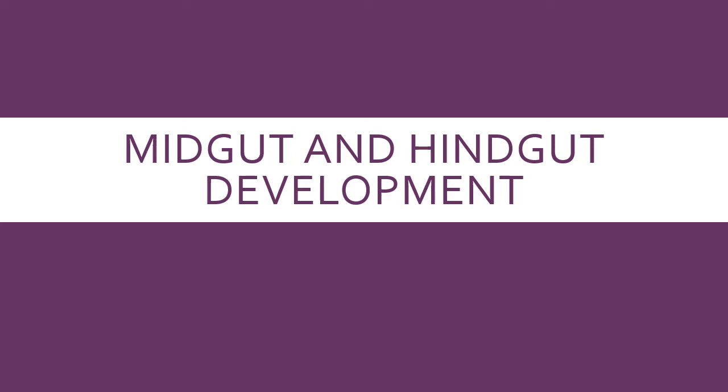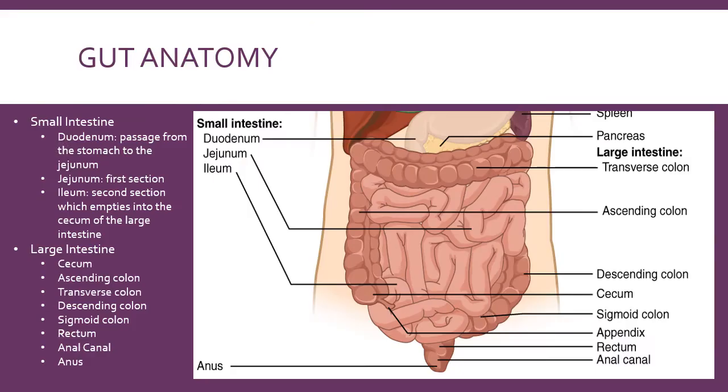And now we move on to the development of the midgut and the hindgut, which is a little less complicated, I think. So, by way of review, the anatomy of the gut. Now we're assuming that we've gotten to the stomach, so we've gone through mouth, pharynx, esophagus, down into the stomach. We hit the duodenum, and now we're into the small intestine.